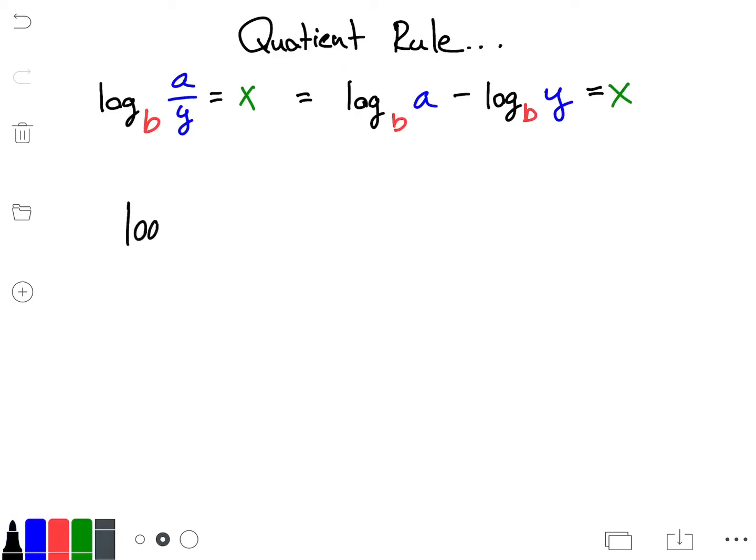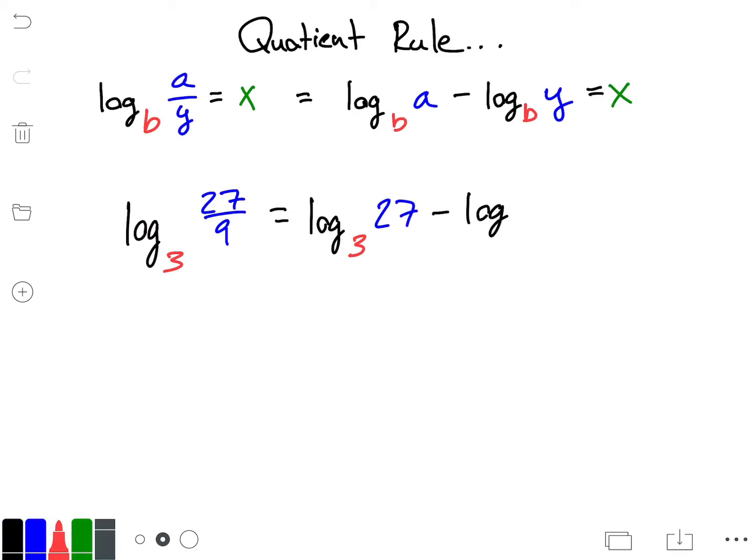So let's go ahead and work through log base 3 of 27 divided by 9. And I can't really figure that out in my head at the moment. So let's go ahead and rewrite this. Let's rewrite it as log, and we will maintain the same base of 3, 27, and then we'll subtract log base 3 of 9.